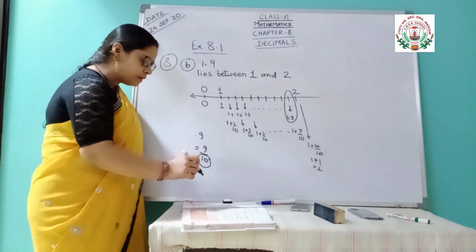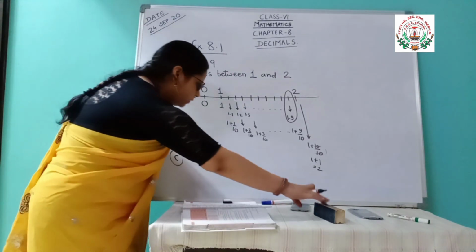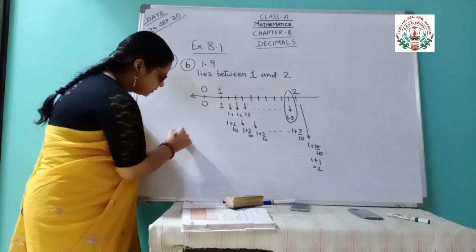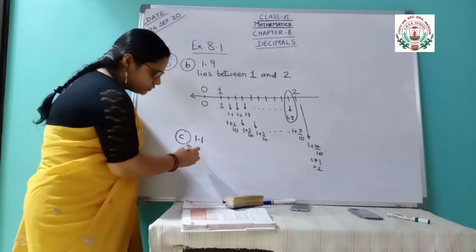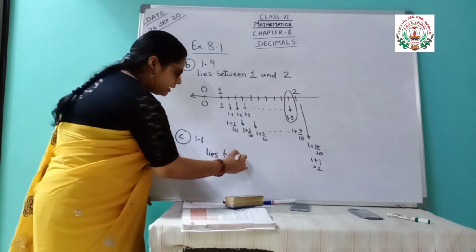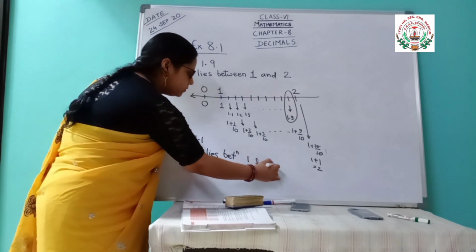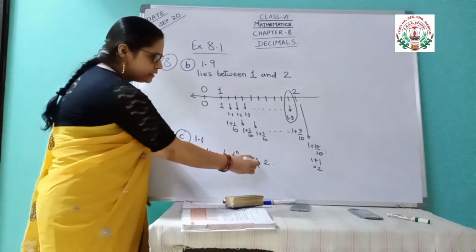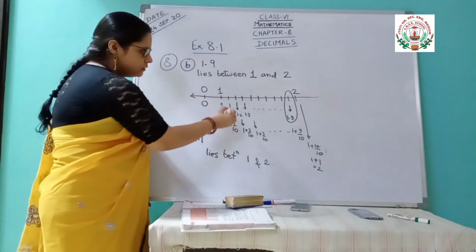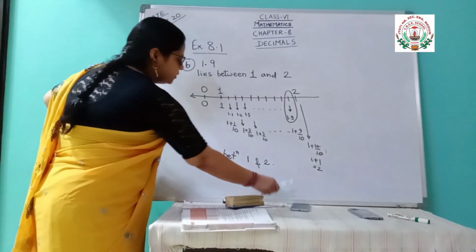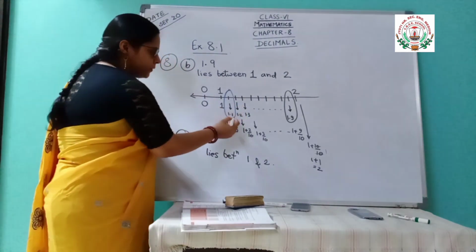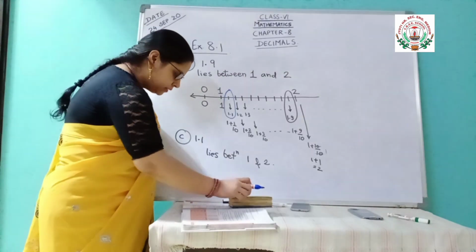And the next is the C part. Here your question is 1.1. So this also lies between 1 and 2, greater than 1 and less than 2, just similar to this. And your question is 1.1, so here is your 1.1, showing with a different color. This is your 1.1. That is your C part.